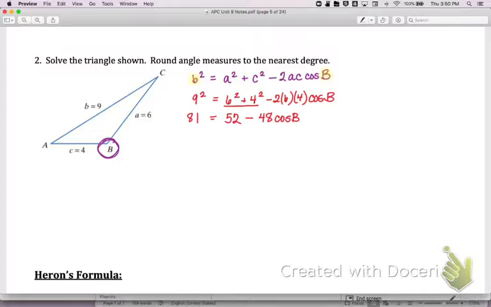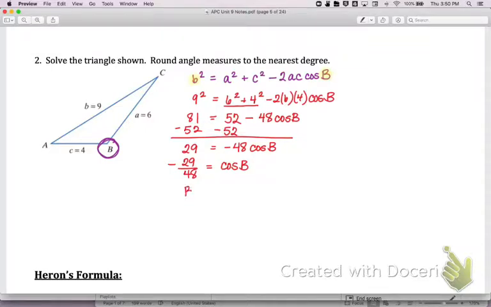Again, you cannot do 52 minus 48 because those are not like terms. The 48 is connected to the cosine. So we have to solve this like a normal equation. Subtract 52 from both sides. That gives us 29 equals negative 48 cosine of B. Now divide by negative 48. So we get negative 29 over 48 is equal to cosine of B. So we know what the cosine of B is.